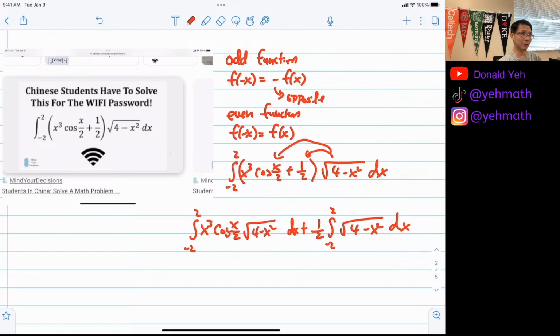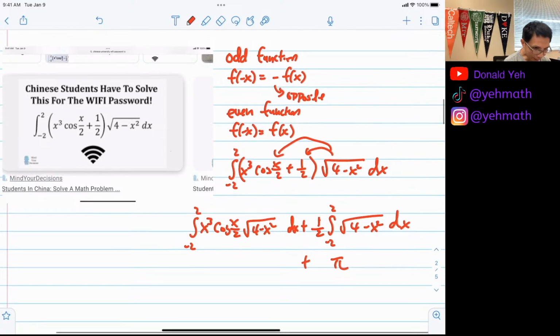Now Slate did mention, hey, look, Mr. Year did teach me about this. From -2 to 2 is what? 2 pi. 2 pi times half is what? Pi. Now all I have to do is worry about the left part.